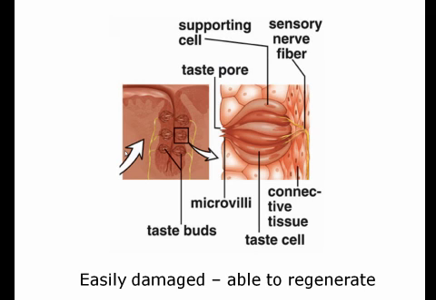So if we look down along the sides of the papillae, we can see the actual taste buds. There are some supporting cells, and then the actual taste cell has little microvilli that extend out of the taste bud, and the receptors that bind the chemicals are found on the little microvilli.